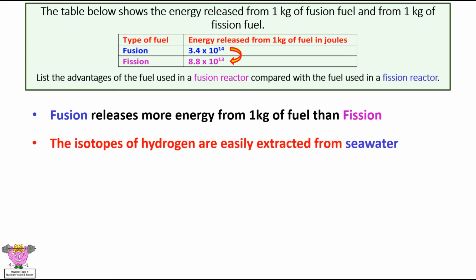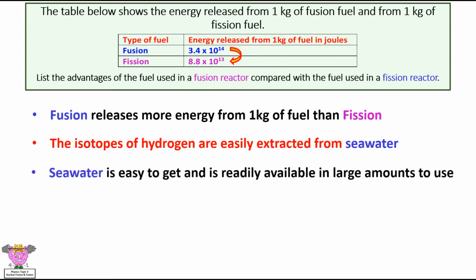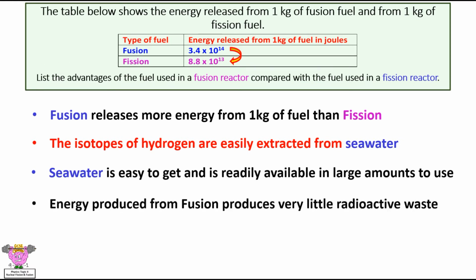The isotopes of hydrogen are easily extracted from seawater. Seawater is easy to get and is readily available in large amounts to use. The energy produced from fusion produces very little radioactive waste.